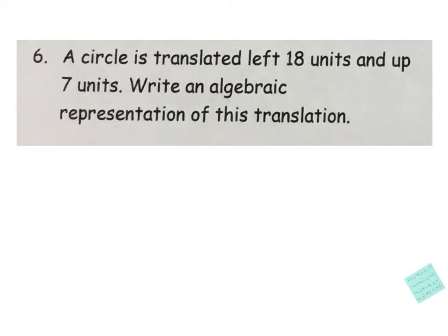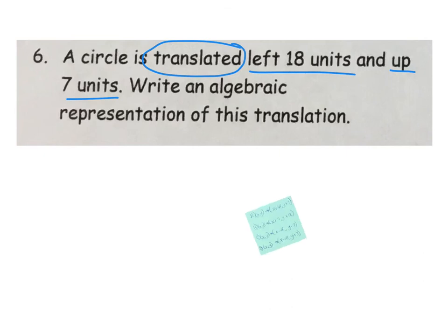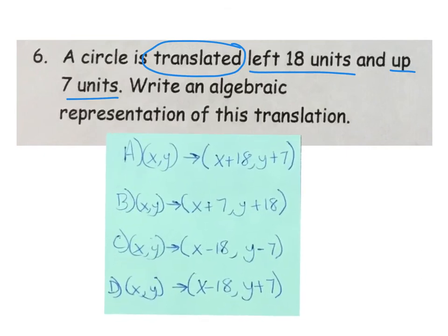Number 6, a circle is translated left 18 units and up 7 units. Write an algebraic representation of this translation. So translated, and it's left 18 and then up 7. So my algebraic representation is going to be one of these here. So you can pick which one you think is the correct answer. All right, gave you a little hint on it. So the left tells you if it's plus or minus, and then the up tells you if it's plus or minus. Okay? All right.